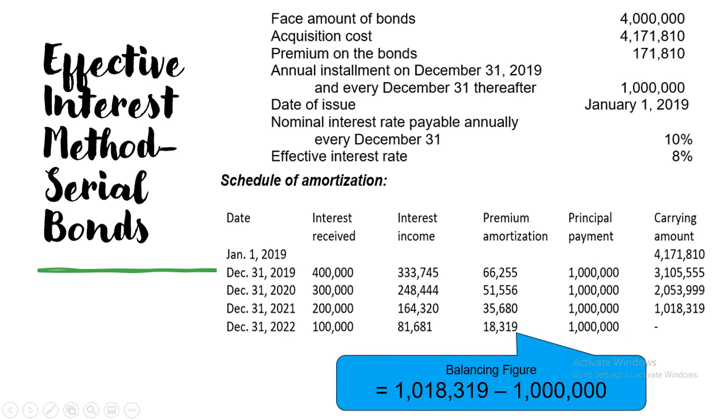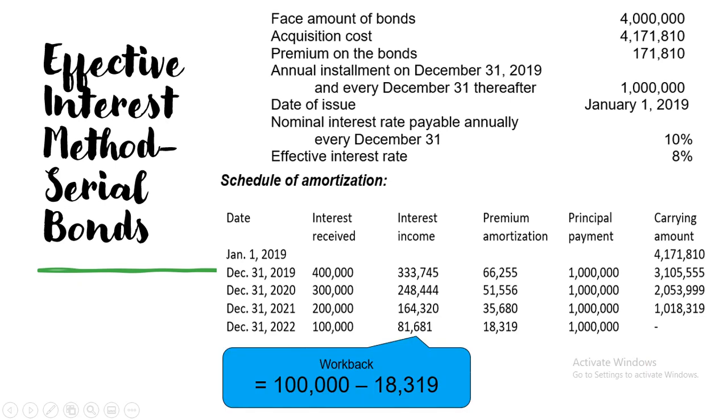And then, premium amortization is the balancing figure, which is 1,018,319, which is the carrying amount on December 31, 2021, less the 1 million principal payment. So, work back mo rin yung interest income, which is interest received na 100 less 18,390. So, that is how to compute for schedule of amortization using effective interest method for serial bonds.